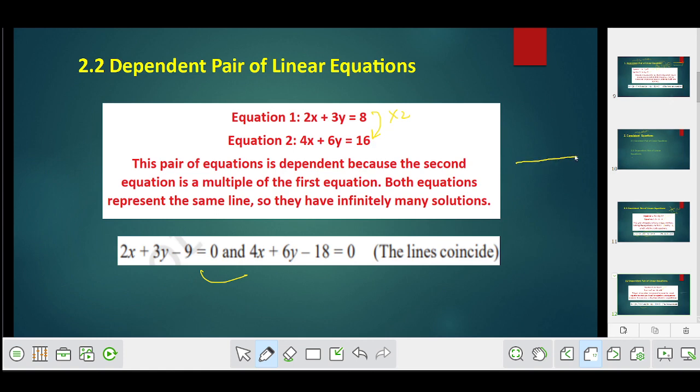This is line 1 we have drawn. Again we have drawn the second line. This type of diagram is defined as coincident. Clear?